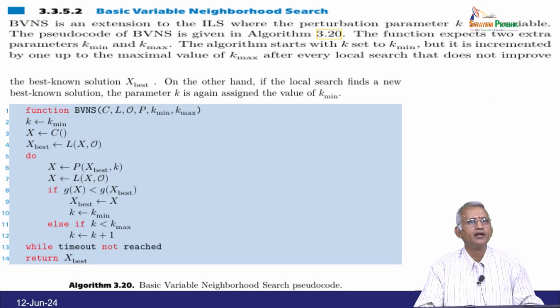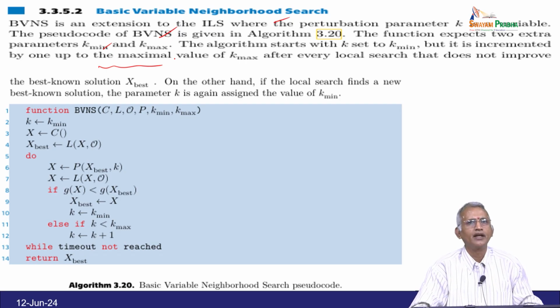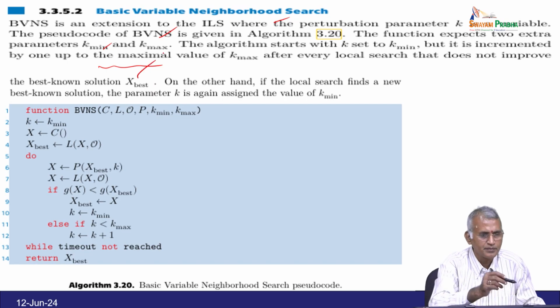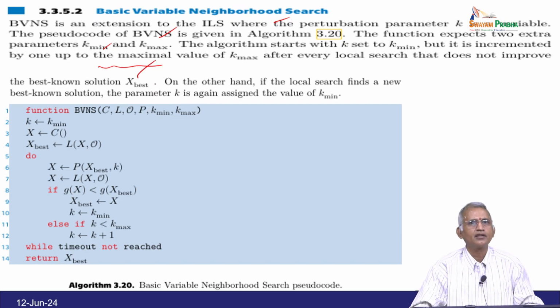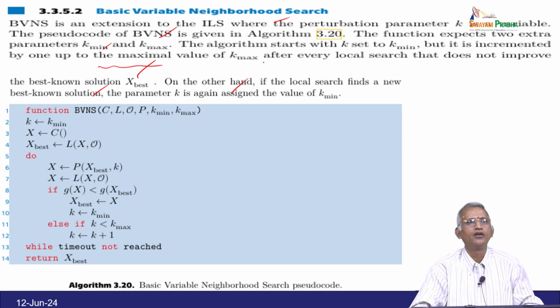Next, basic variable neighbourhood search is an extension to the ILS, where the perturbation parameter k is a variable. The pseudocode of BVNS is given in the algorithm. The function expects 2 extra parameters, k min and k max. The algorithm starts with k set to k min, but it is incremented by 1 up to the maximal value of k max after every local search that does not improve the best known solution x best. On the other hand, when the local search finds a new best known solution, the parameter k is again assigned the value of k min.